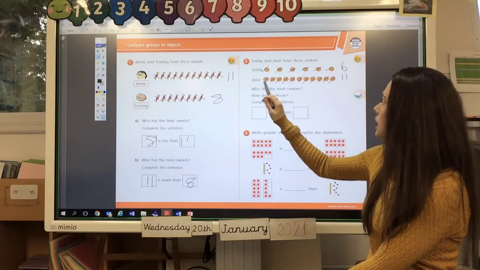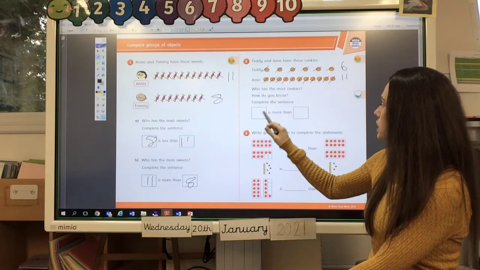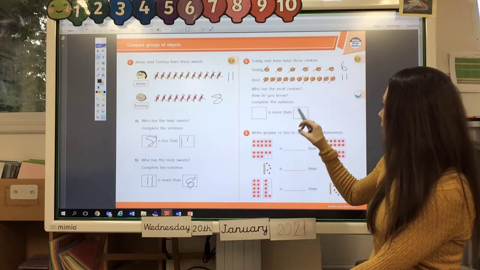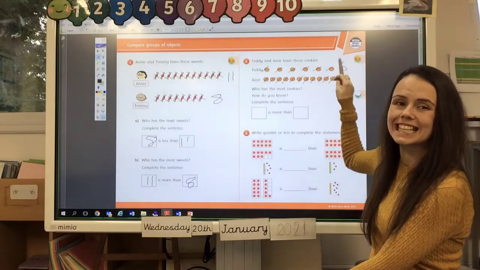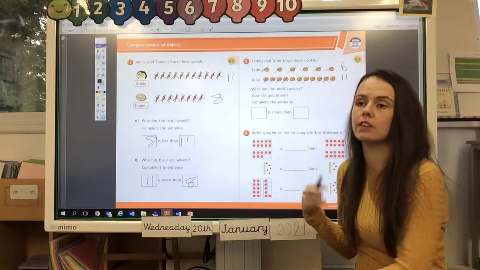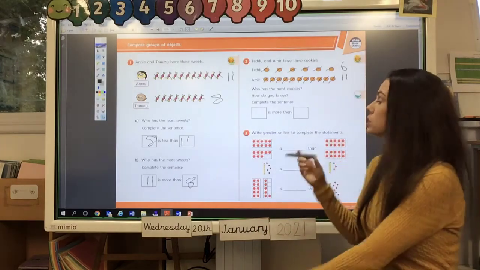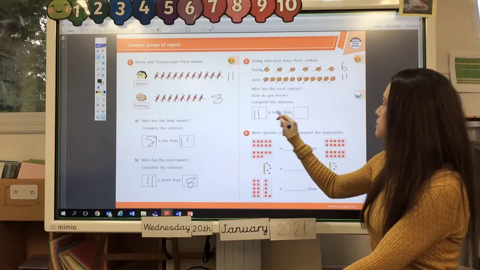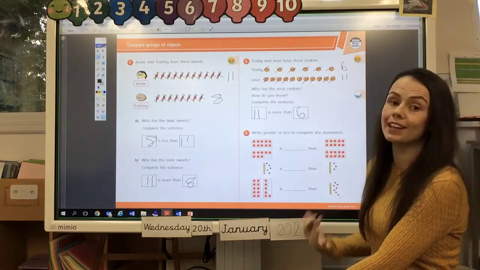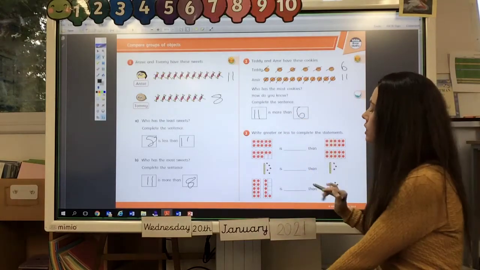So, who has the most cookies? How do we know? So, something is more than something. Is 6 more than 11? If I have 6, have I got more? No, if I have 11, I've got more. So 11 is more than 6. Fantastic work. Let's have a look down here.